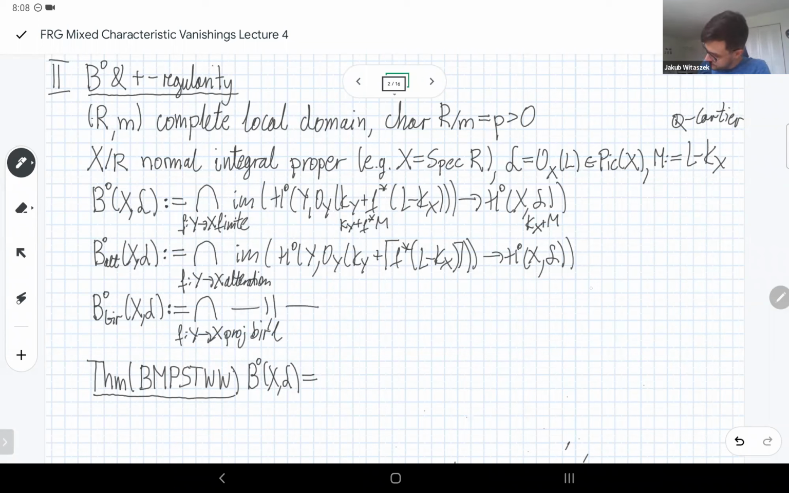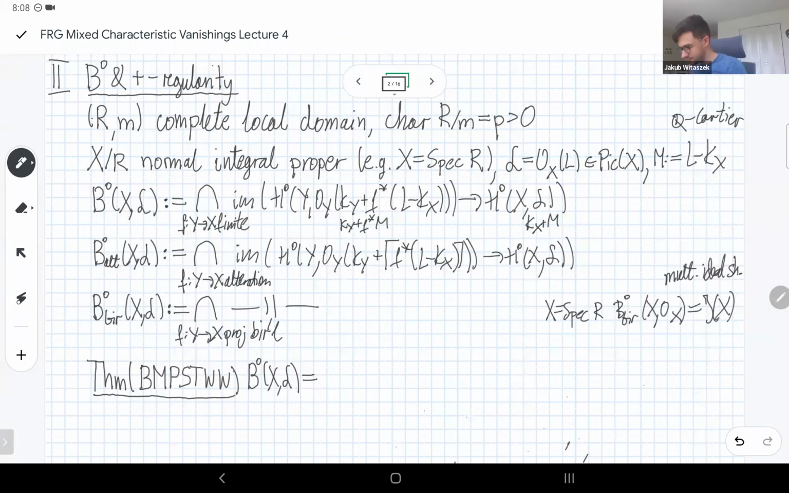And now, if X equals Spec of R, then B^0_bir(X, O_X), by definition, is exactly the multiplier ideal sheaf of X. Sorry, this may not be readable. I'm taking a round up of the appropriate relative canonical divisor. And if you look at it more carefully, maybe we are also assuming implicitly resolutions, because otherwise the multiplier ideal sheaf is a little bit tricky without resolutions. But let me just not delve into this technicality.